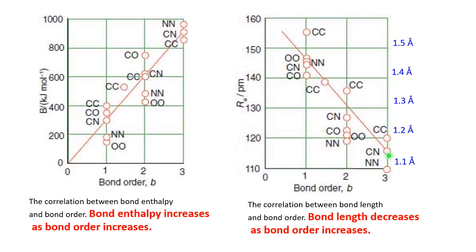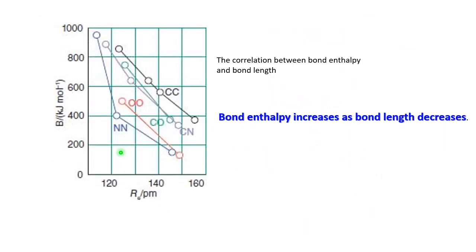Triple bond is in vicinity of 1.1, 1.2 angstrom. So higher bond order, shorter is distance between two atoms. There is very approximate correlation between bond energy and bond length. Shorter is chemical bond, higher is bond energy. The strongest bonds are the shortest.